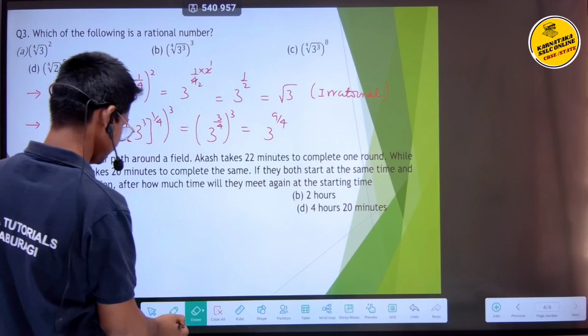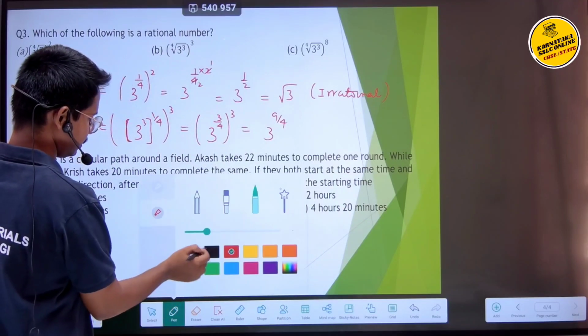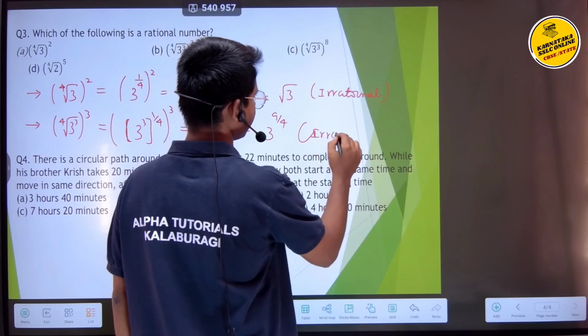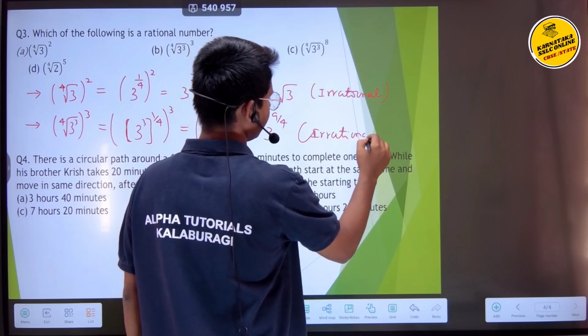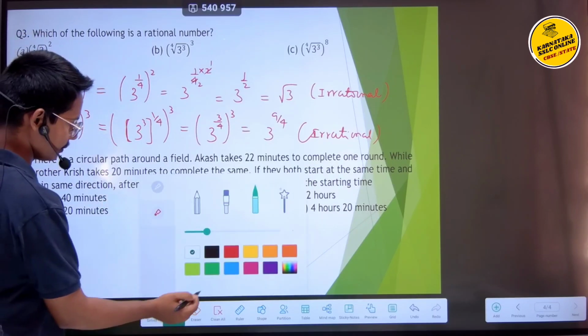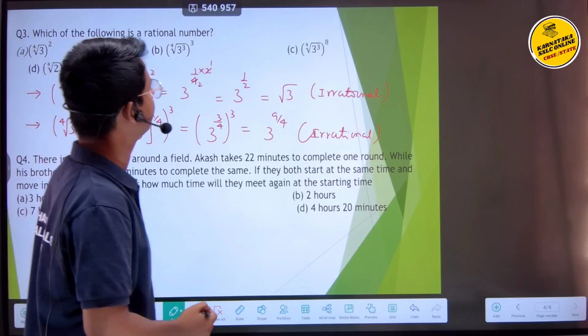Okay, so this is an irrational number. This is also an irrational number. This is an irrational number. Okay, what about option C? Option C.